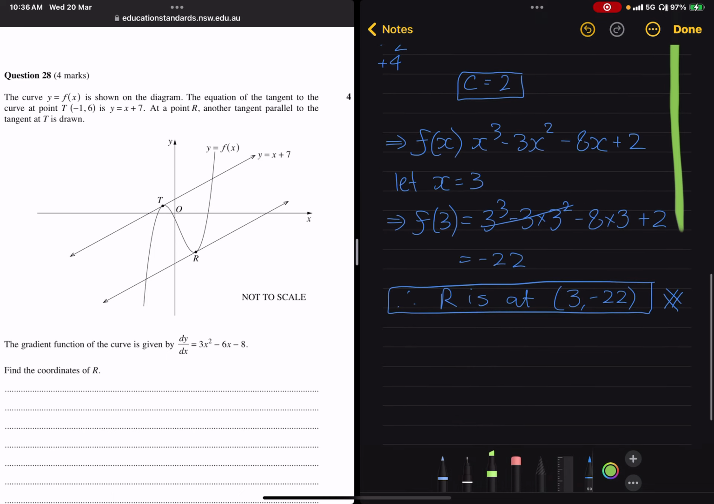In order to get 3, and then for the fourth mark, you're going to just have the point, right? So you're going to need the x value, the y value, all of the working associated with that, and that's going to get you 4 marks.